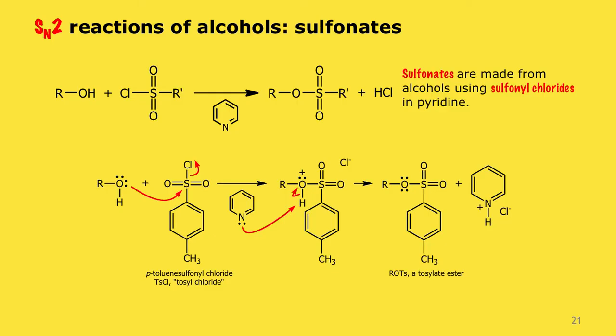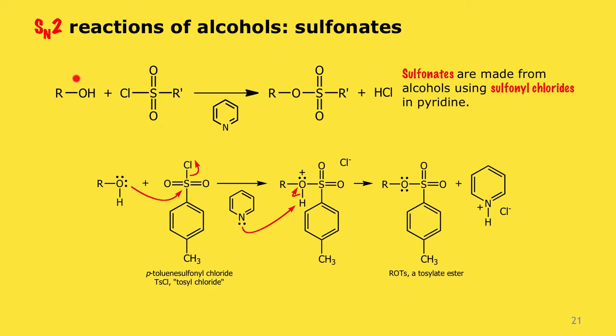And there's a solution. So the solution is to modify the alcohol, to make a derivative out of it that turns the OH group into some sort of group that can act as a good leaving group. And we have a variety of tools for that, but the most common one that organic chemists use are what are called sulfonates. So alcohols can be very easily converted into sulfonate derivatives.